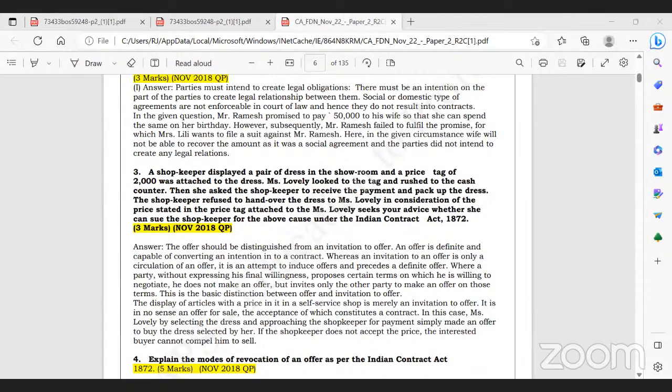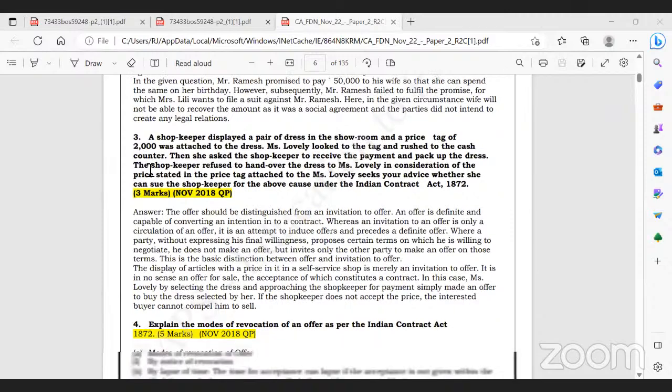Invitation to offer. Yes or no? Do you all remember this? Yes, sir. If you had written the case study, Pharmaceutical Society of Great Britain versus Boots Cash Chemist, you will get more marks, right? Because this is similar to that. Yes, correct or no? Next.